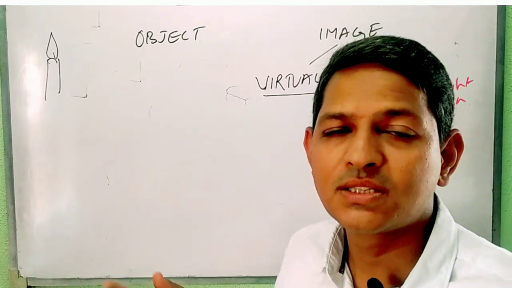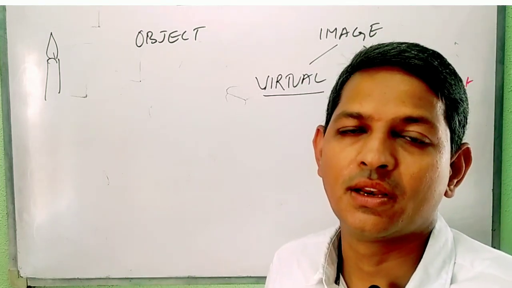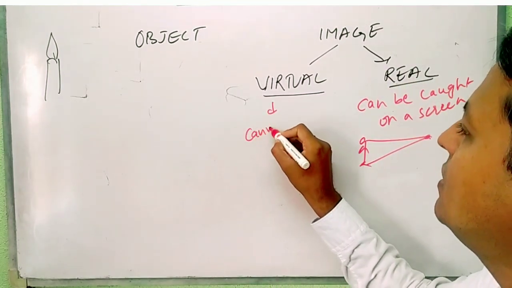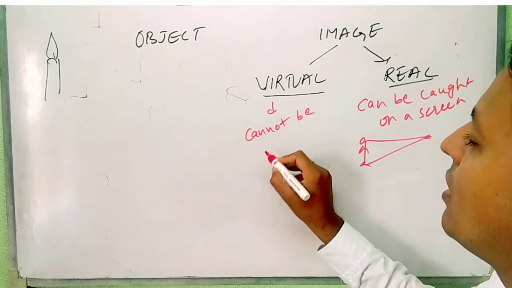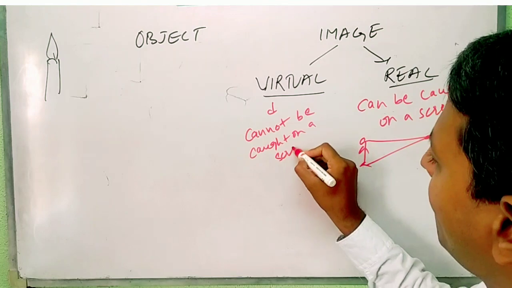As of now, what's a real image? A real image is something which can be caught on a screen, and a virtual image is something which cannot be caught on a screen.